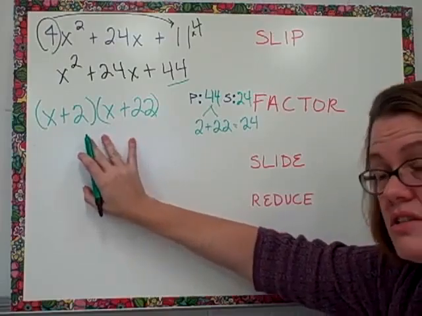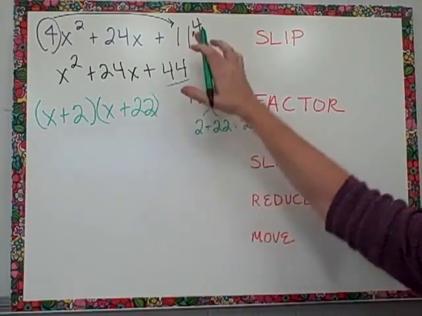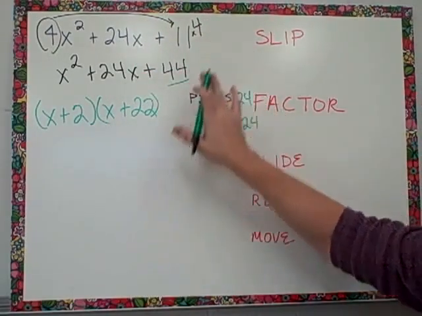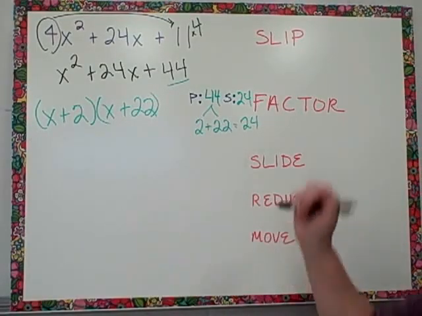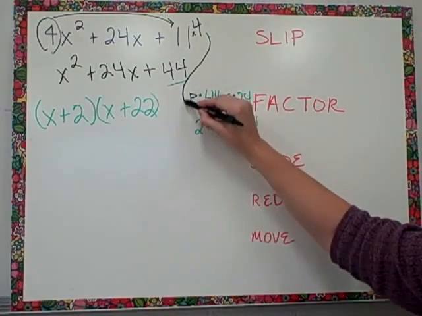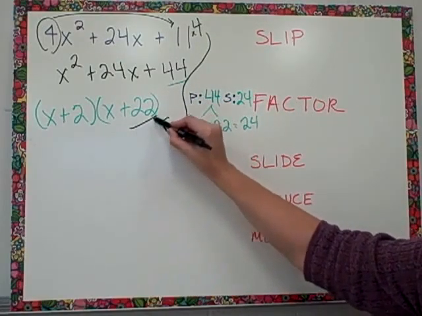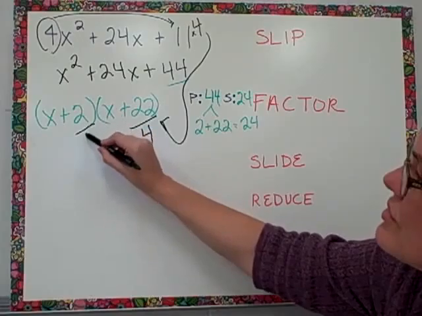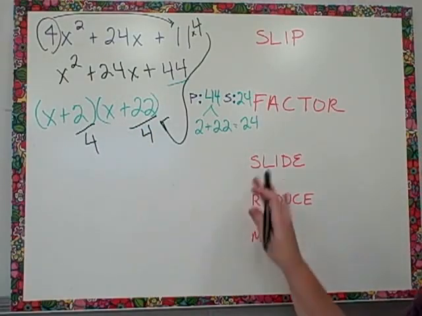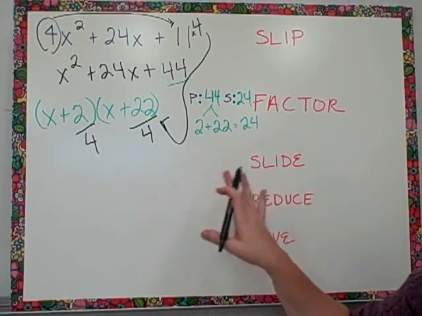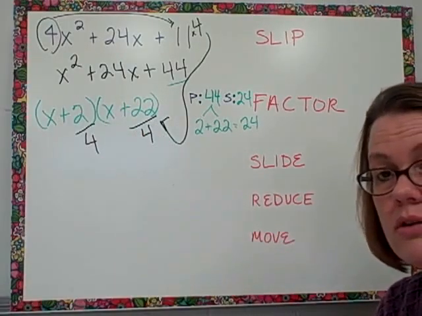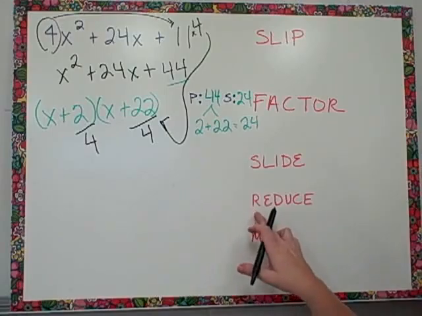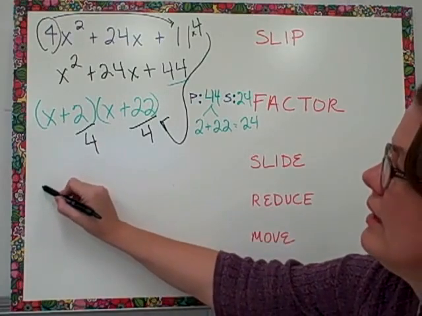It looks like I'm finished because I have 2 things that look like factors. But if I borrow the 4, I have to give it back in order to be fair. So this is where I slide. I take that 4 and I slide it back underneath my 2 numbers. So now I have done my slide. When I do my slide, I create fractions, and I have to reduce those fractions before I can move on.